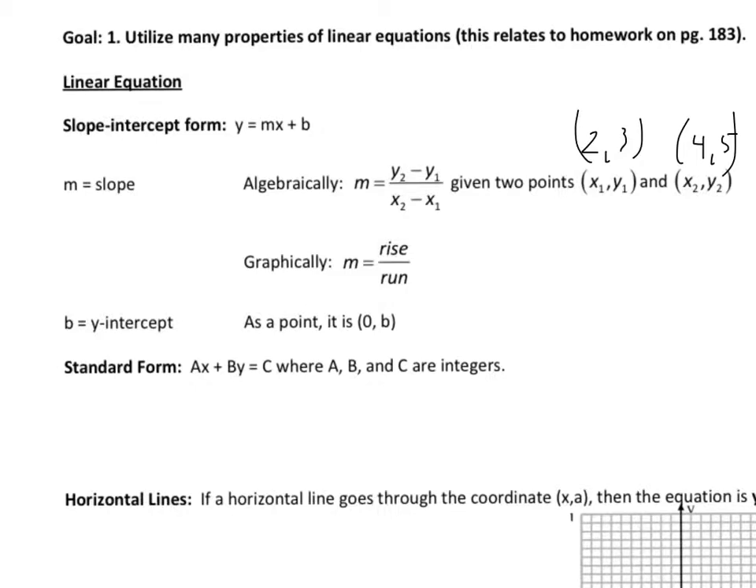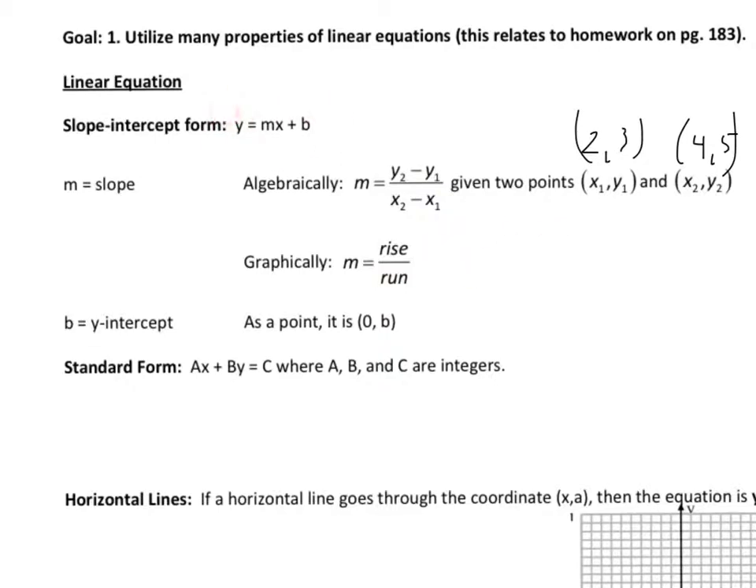Graphically, we think of slope in terms of the rise over the run. The rise is the change in the y values, just as it is algebraically, divided by the run, the change in the x's. So rise when it's positive means we're going up, and rise when it's negative means we're going down. The run when it's positive, since we're talking about the x value, moves right, and when it's a negative number, we move left.